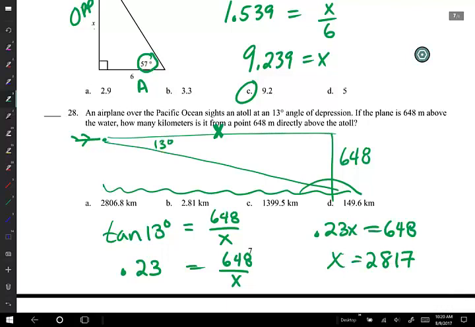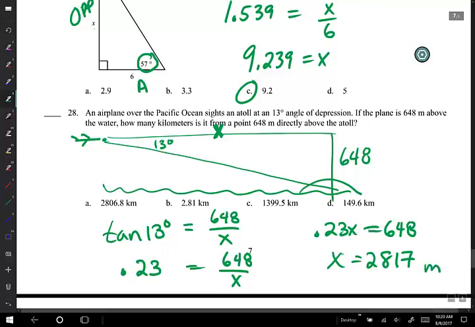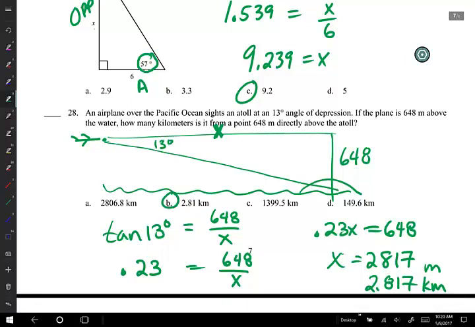Now, question, is it option A, and did we make a rounding error, or option B? B. Yeah, because this is an answer in meters, and to change it into kilometers, it becomes 2.18 kilometers, so option B. That's just a little one where you have to be careful with the units of measure. That's all.